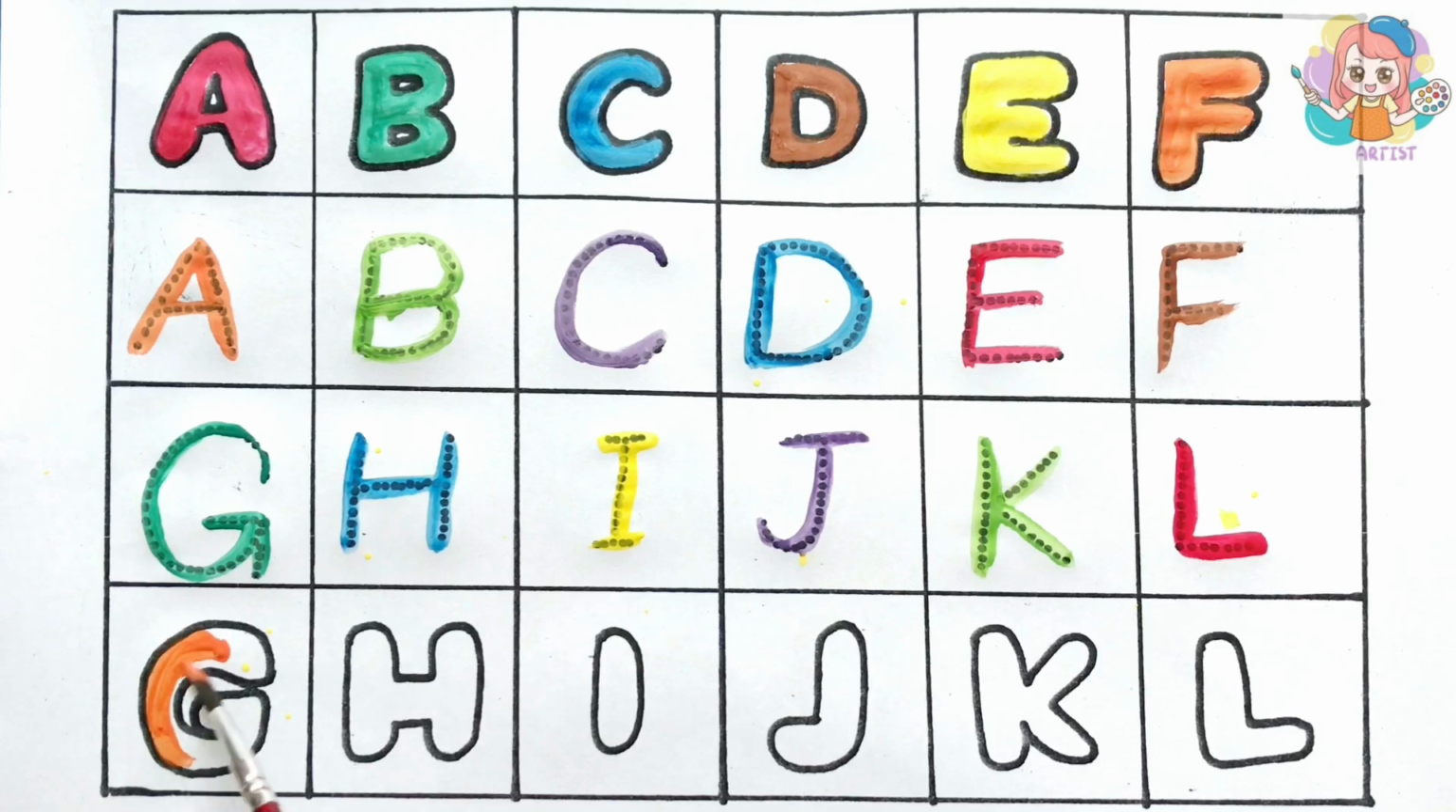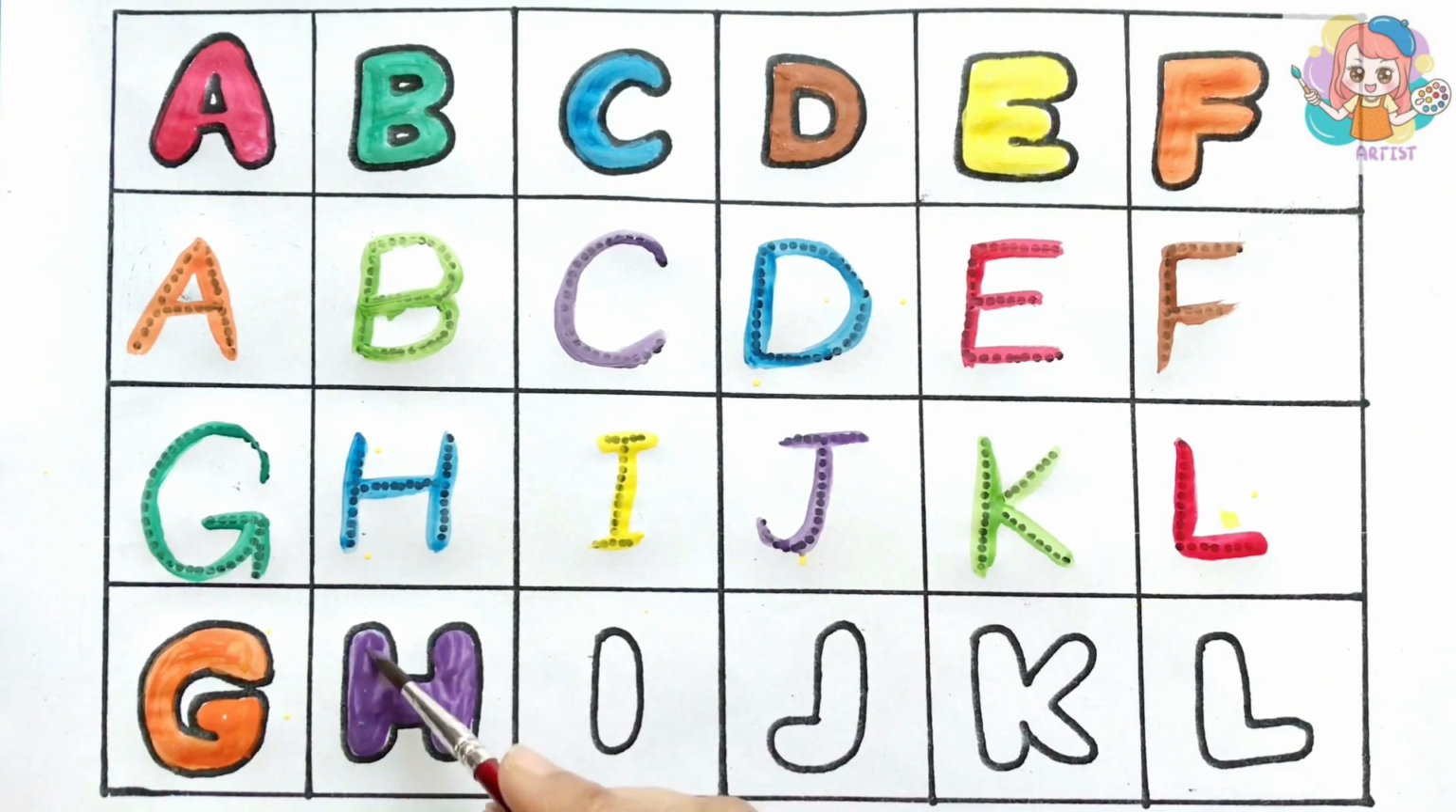G. G is for grass. H. H is for horse. I. I is for igloo.